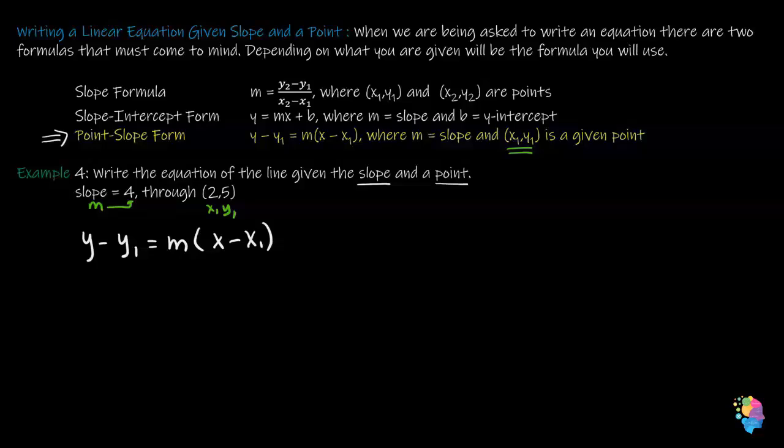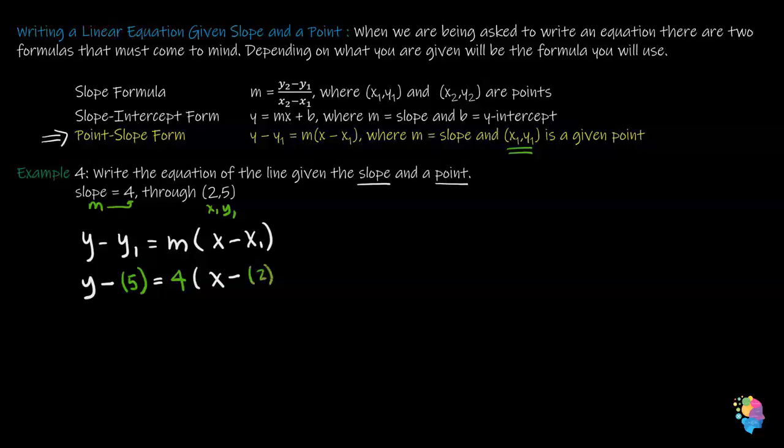So let's begin. The y will remain the same, bring down the minus, and then the y1 is going to be replaced with that 5. And then we write the equals. We have the slope is 4, open parentheses, we bring the x and the minus from the formula, and then we replace that x1 with the 2.